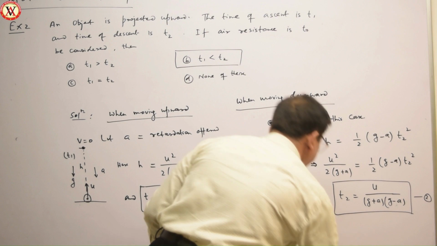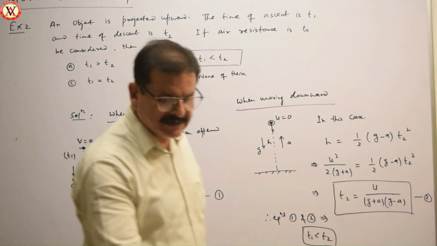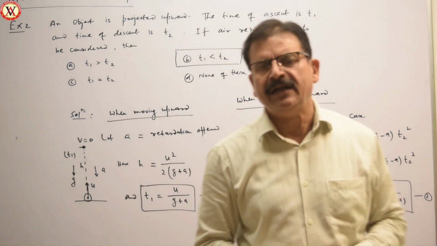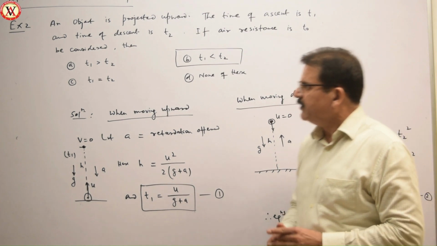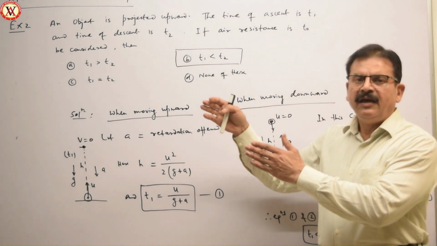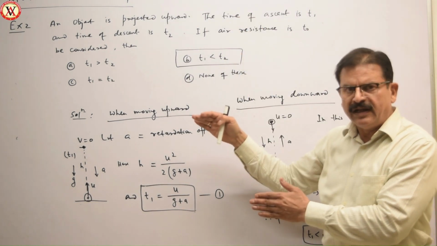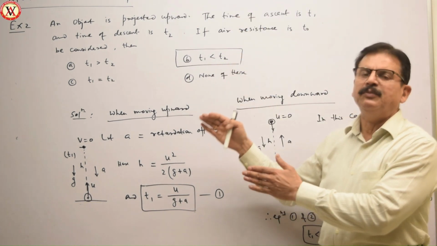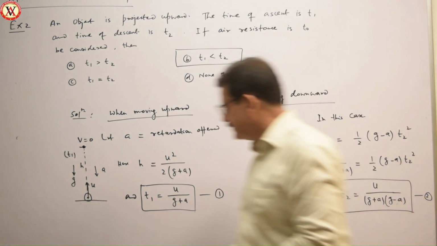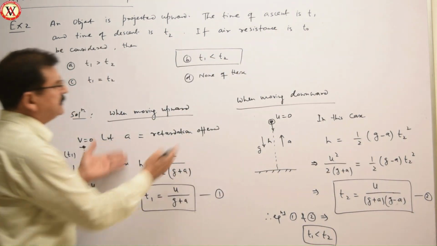That means the time of ascent is less than the time of descent. Very interesting result. When the body is moving against gravity, the time of ascent is less than when moving down in the direction of gravity. Time of descent is more. So dear students, understand that t1 here is less than t2.